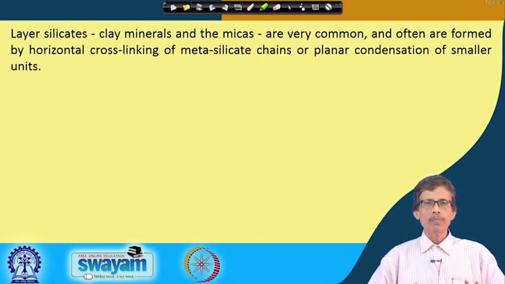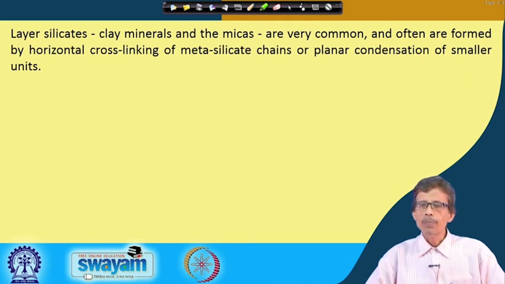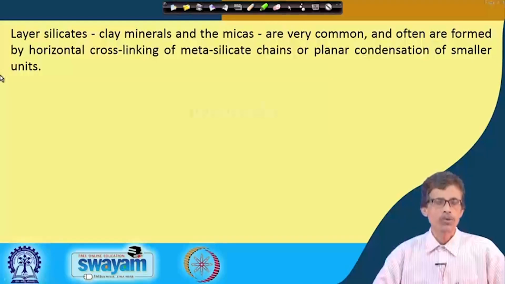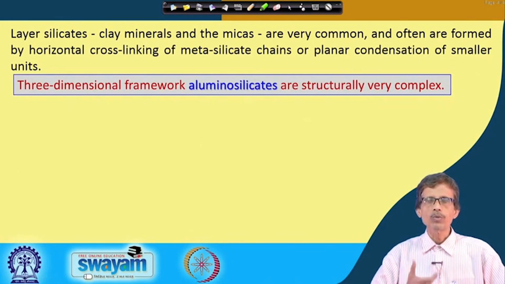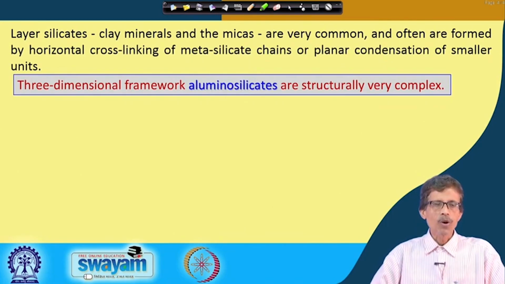Metasilicates are simply the condensation of 2 adjacent silicate units giving a dimeric unit, where you have 2 silicon centers and 1 oxygen less compared to 2 times 4, that means 8 oxygen centers. One oxygen center is lost during the aggregation or condensation between the 2 silicate centers. And you can also have planar condensation of smaller units, so the smaller units get condensed.